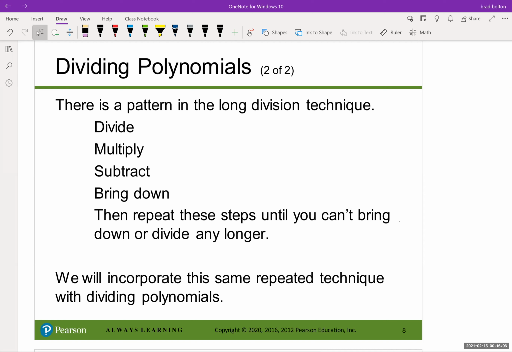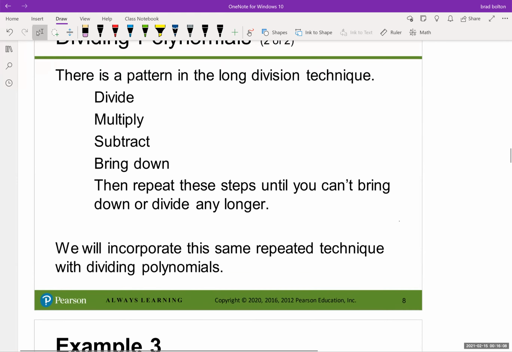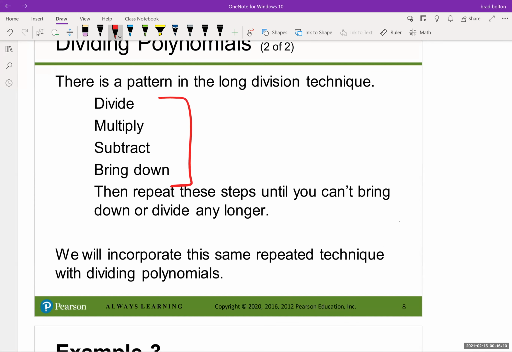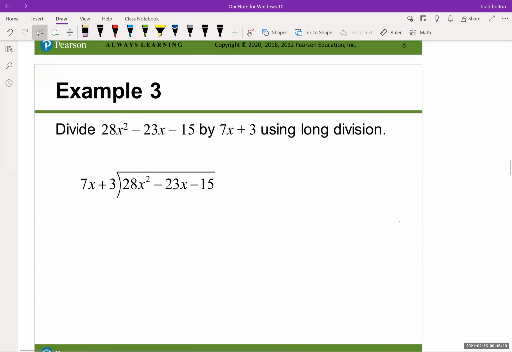So what I'm going to do is walk you guys through how I do it. It is basically like this, and then you repeat it. This is why it's an algorithm. It's the same process repeated over and over again until you get to the final stage where you can no longer do it. So we have this problem, 28x squared minus 23x minus 15, divided by 7x plus 3.